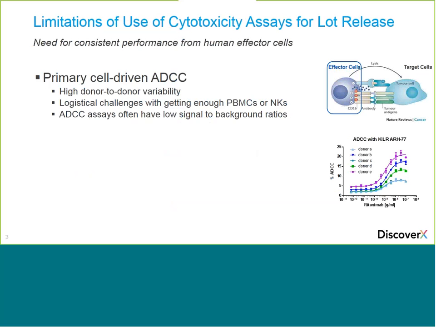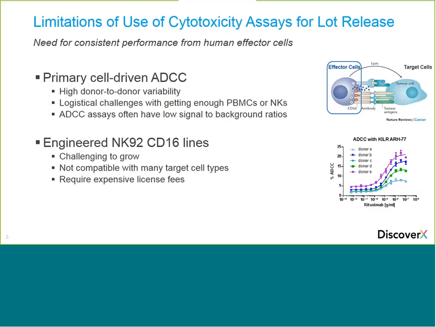There are often logistical challenges with obtaining enough PBMCs or NKs during the lifetime of the drug. And then in addition to that, many ADCC assays, especially with PBMCs, often have low signal-to-background ratios and very shallow hill slopes. So that makes producing reproducible dose response curves for potency very challenging.